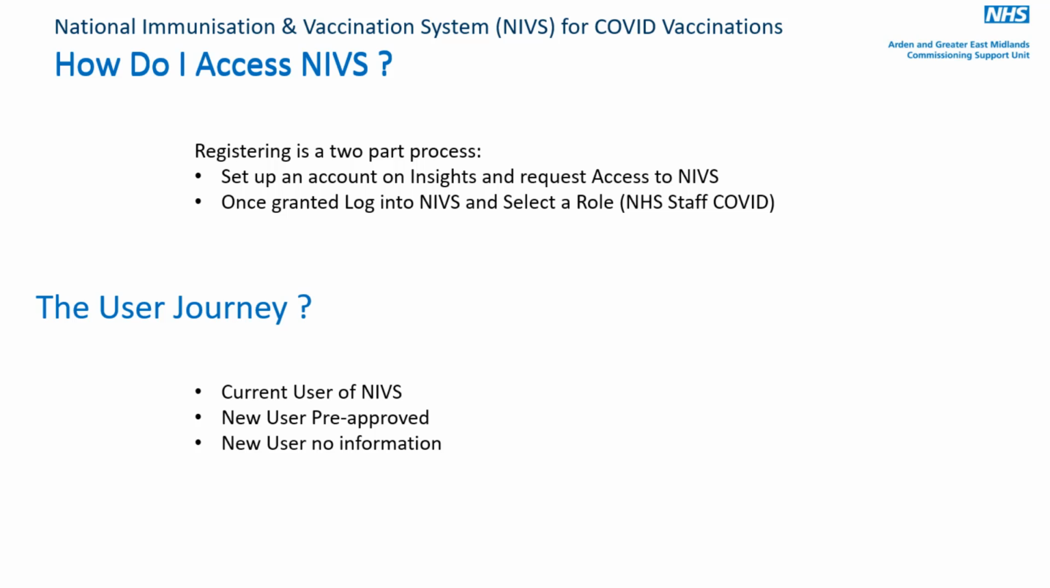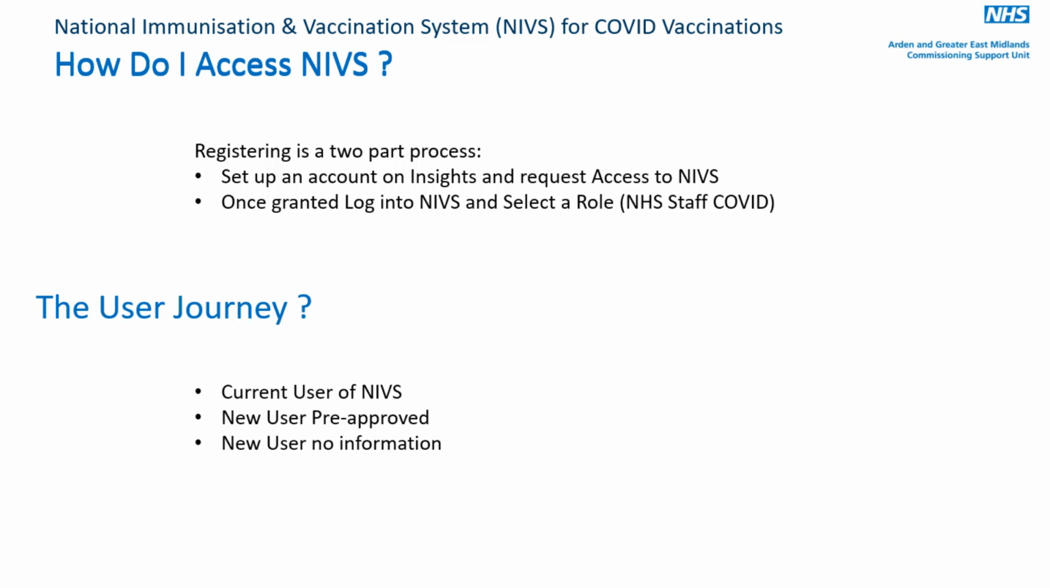It is a two-part process using the Insights platform to request access to NIVS. Once access has been authorized, you can log onto the NIVS application in order to request the NHS staff COVID role to commence recording vaccinations. Typically, you'll be one of three types of user. Firstly, I will deal with a new user ahead of the automation process we are putting in place who needs to manually register on Insights.